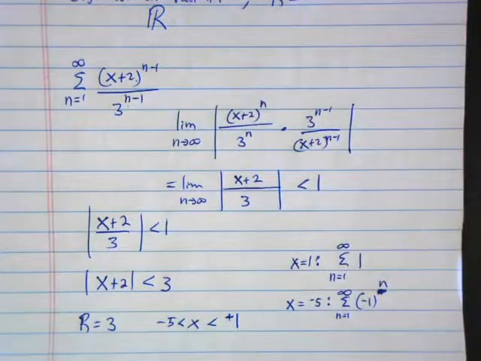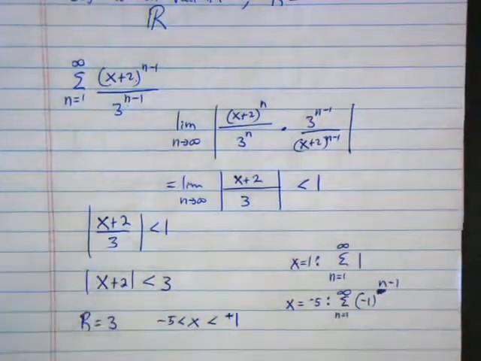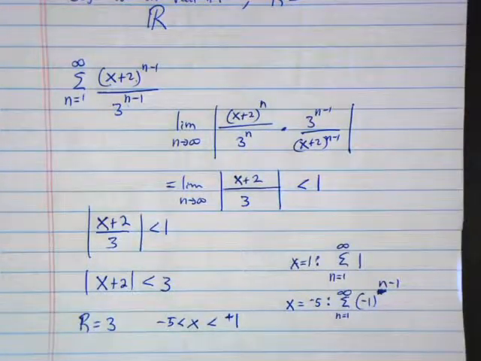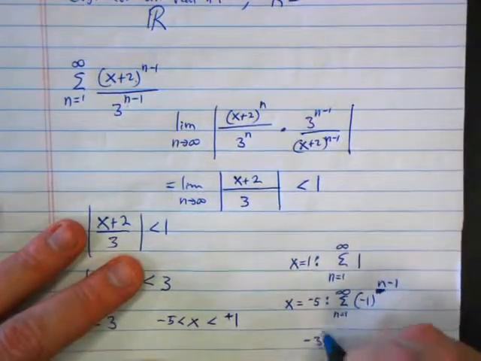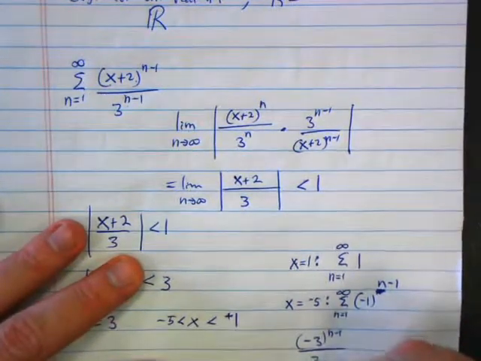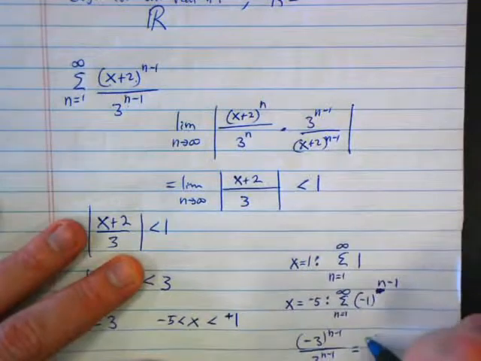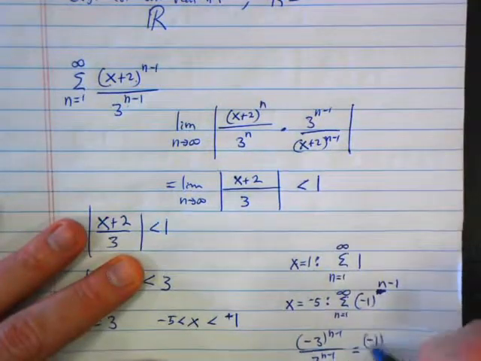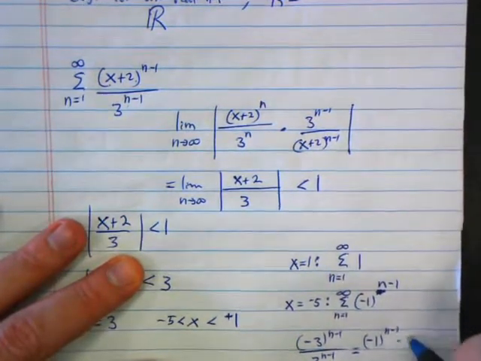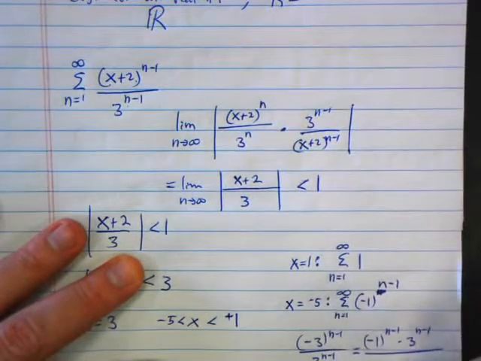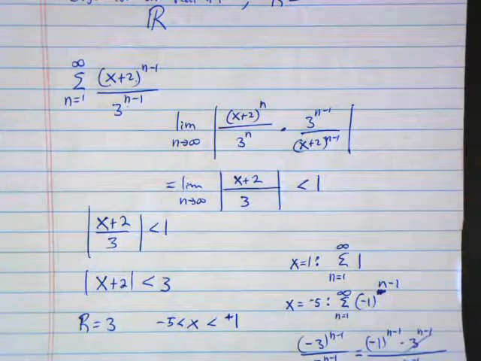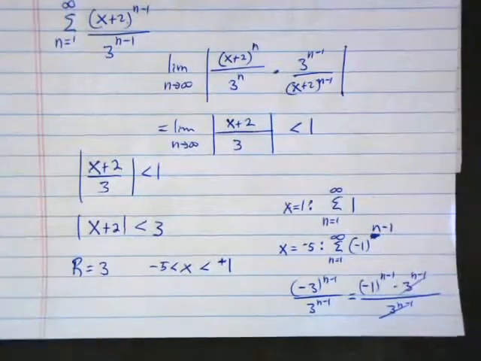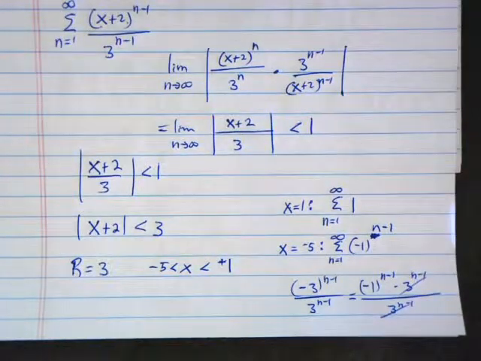There should be n. Actually, it should be n minus 1, shouldn't it be? Because when I plug in -5, I have -3 to the n minus 1 divided by 3 to the n minus 1. That's -1 to the n minus 1 times 3 to the n minus 1 divided by 3 to the n minus 1. Those reduce. It should be -1 to the n minus 1. But does that series converge?